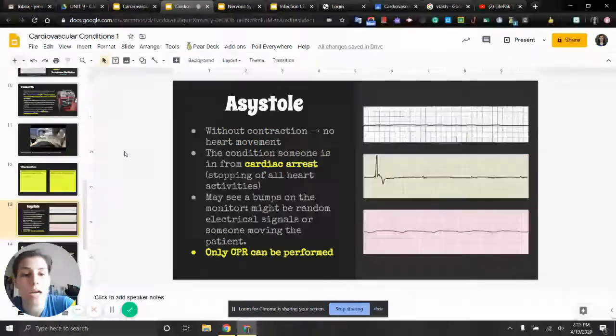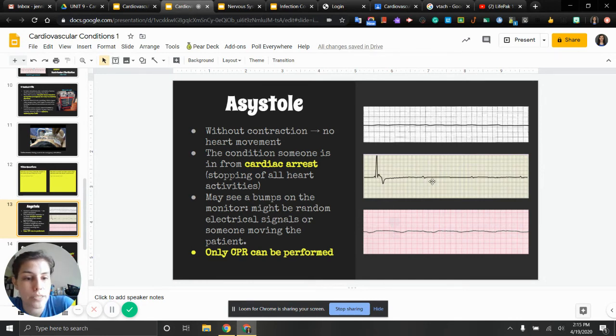Okay, so there may be a couple of bumps on the monitor. So you may see something like this, but that can be a random electrical signal, which the heart's still not doing anything, or that could be like if somebody's actually moving the patient, it'll show up as something moving.